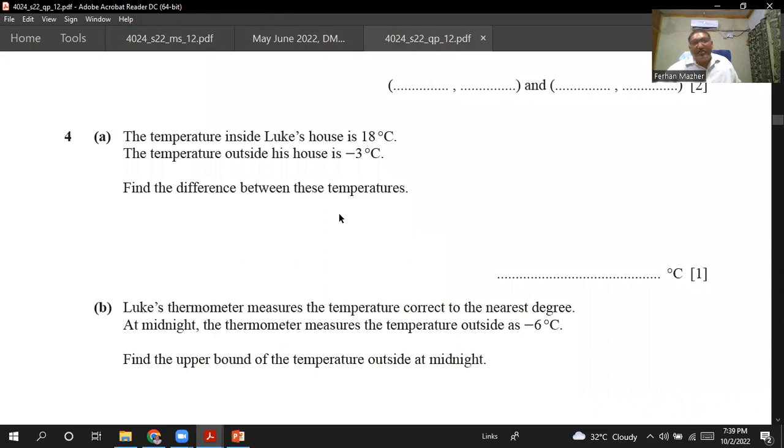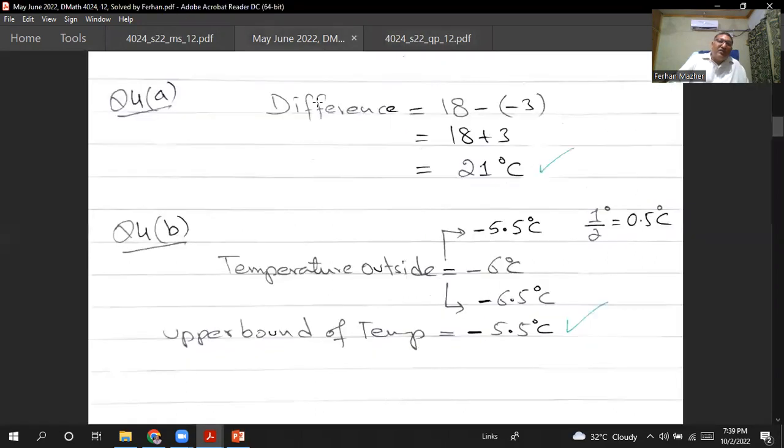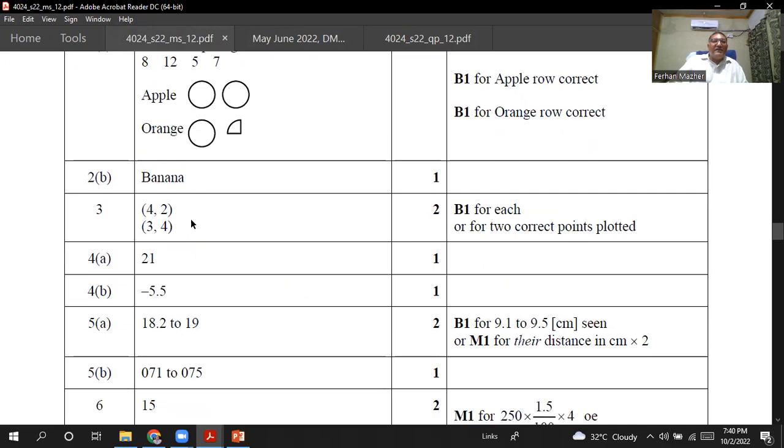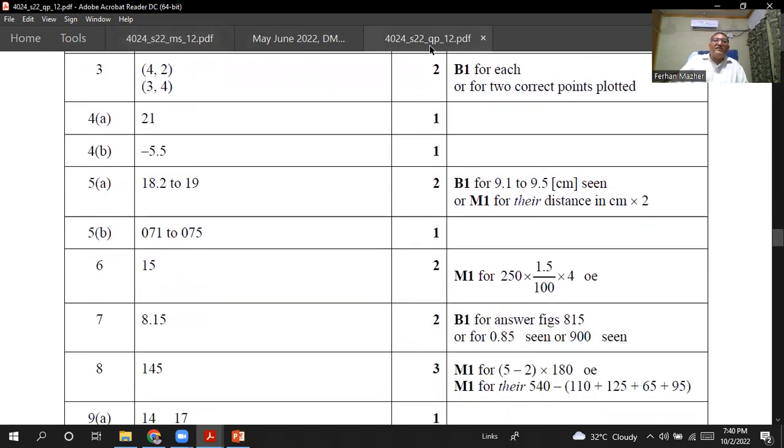He says the temperature inside Luke's house is 18 degrees centigrade. The temperature outside his house is minus 3 degrees centigrade. Find the difference between these two temperatures. Okay, so very simple. The difference will be maximum temperature minus the minimum temperature. So it's 18 minus minus 3, it will be 18 plus 3, and that will give you 21. So for part A, the answer is 21. So our answer is right.